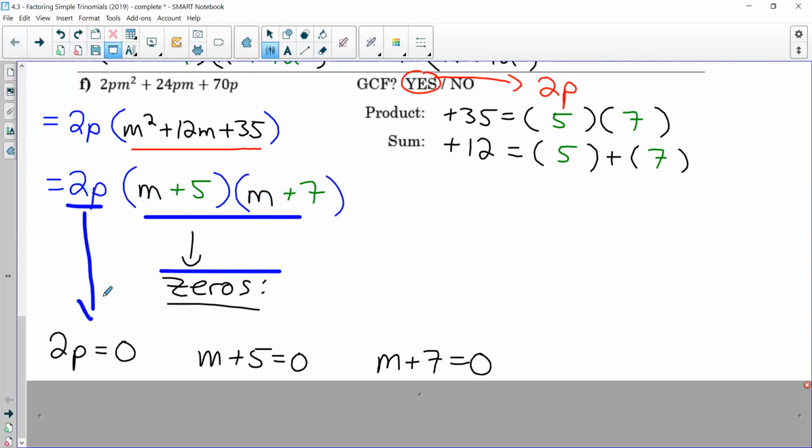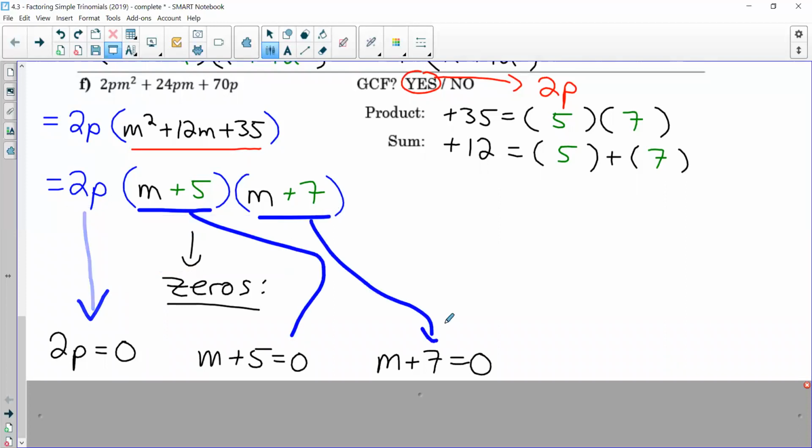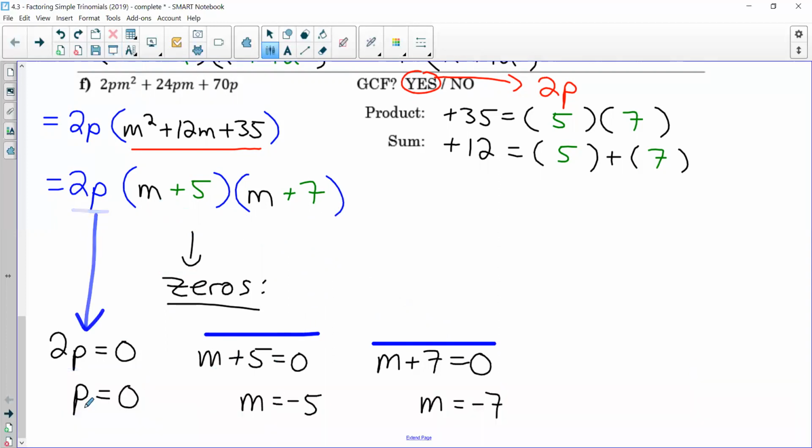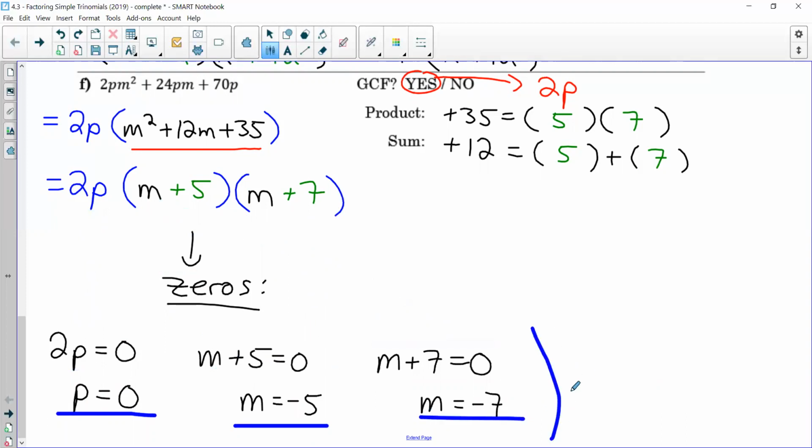That's what the 0 is all about. So to find zeros, we set each individual factor equal to 0. It's a much more sophisticated and complex technique. So we have 2p equal to 0, m plus 5 equal to 0, and m plus 7 equal to 0, which would produce p is equal to 0, m is equal to -5, and m is equal to -7 for your zeros. Now this is a very complex way of thinking of zeros, very different than what we've looked at in the past, but it's just something to highlight for future consideration.